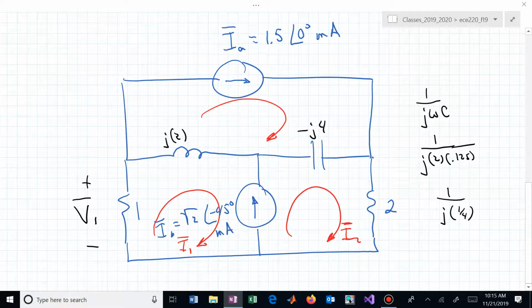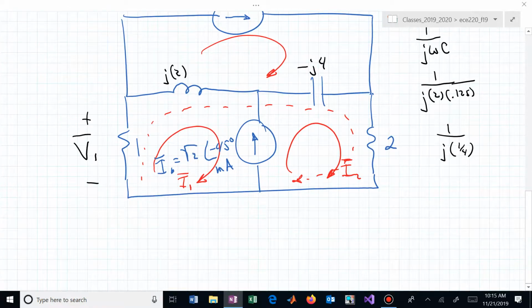What are we doing? If we're doing mesh analysis, super mesh. And we can now do a super mesh down here. That now avoids having to know what the drop is across that source. That source is just going to give you whatever voltage is needed to make sure and supply I sub B as the square root of 2 at minus 45 degrees. Let's now write the super mesh equation.